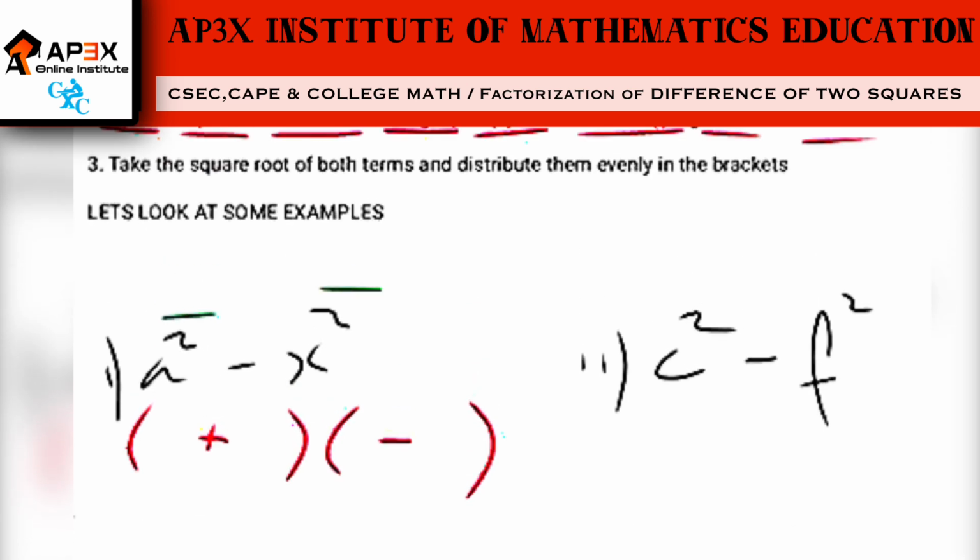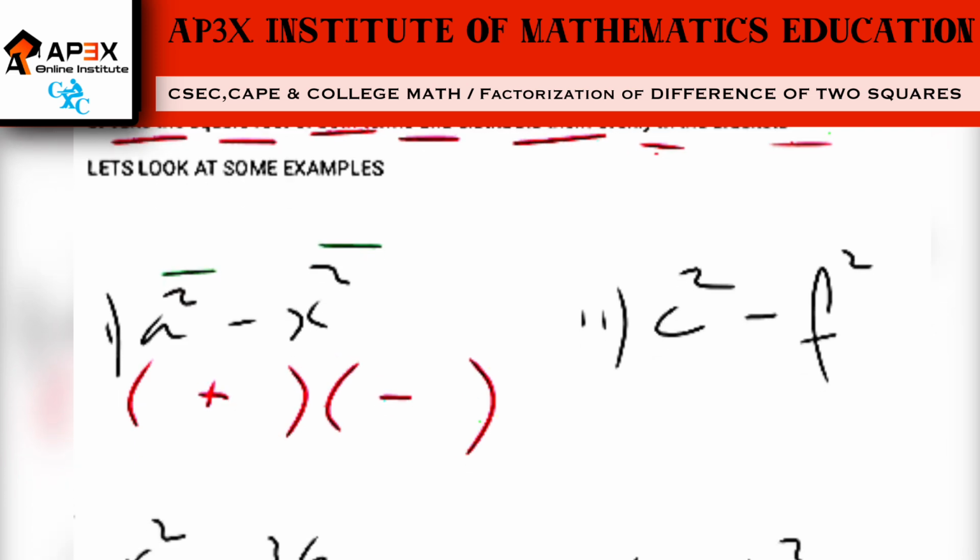And in step 3, we're going to take the square root of both terms and distribute them evenly in the brackets. Let me just explain that to you guys. Take the square root of a squared: the square root will cancel the square and we're going to be left with a. So we're going to have an a here, and an a here as well, because a times a is a squared.